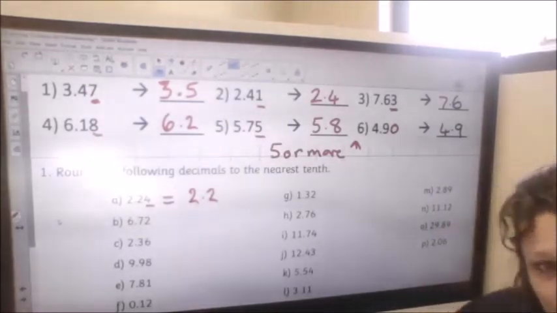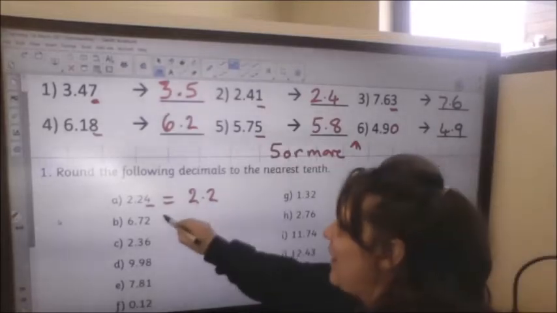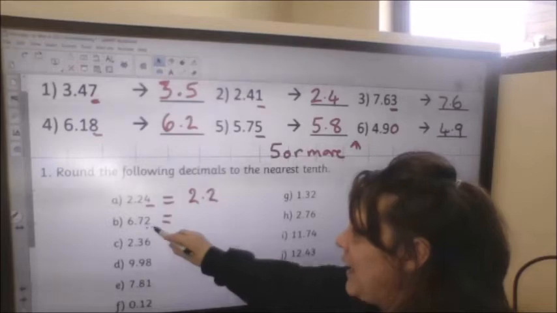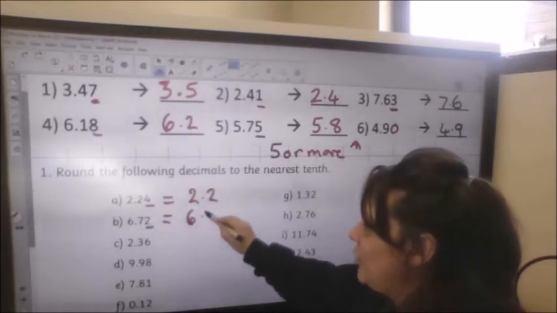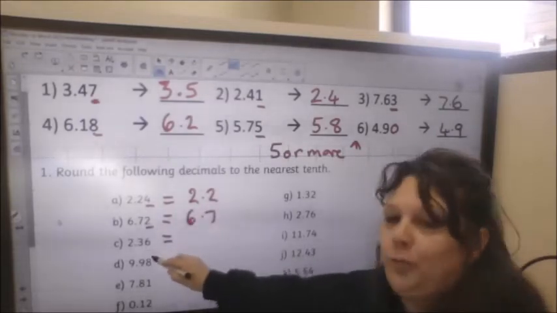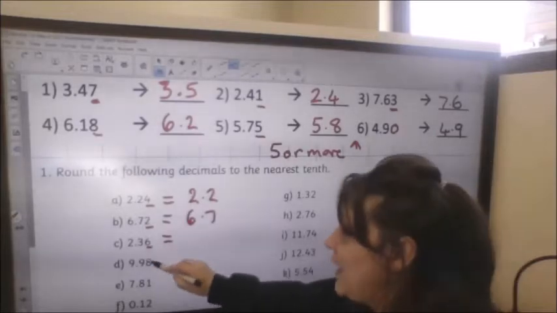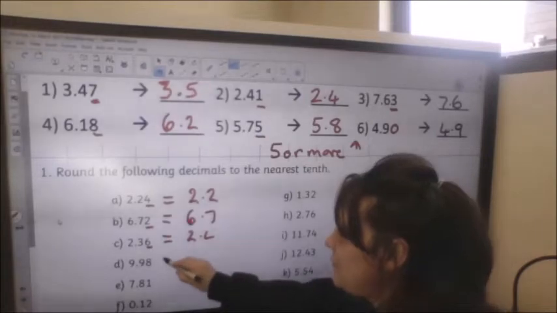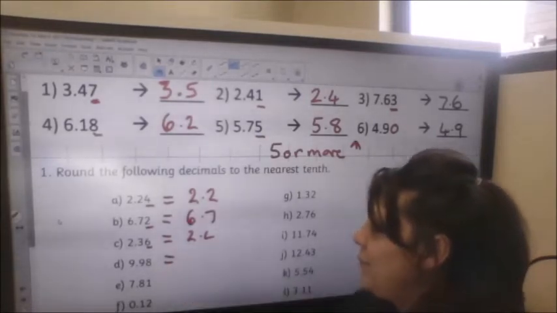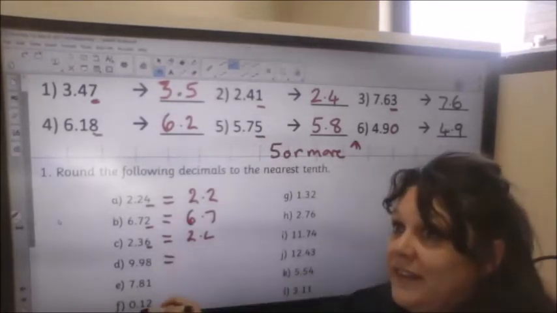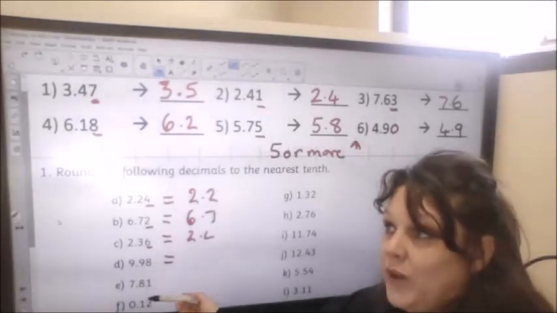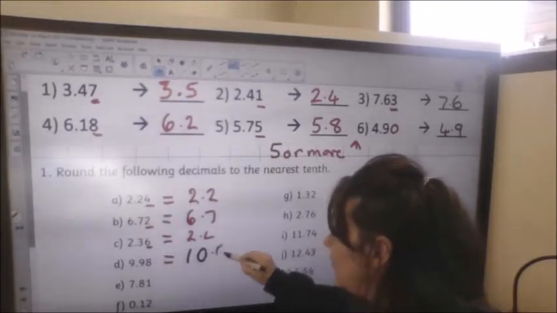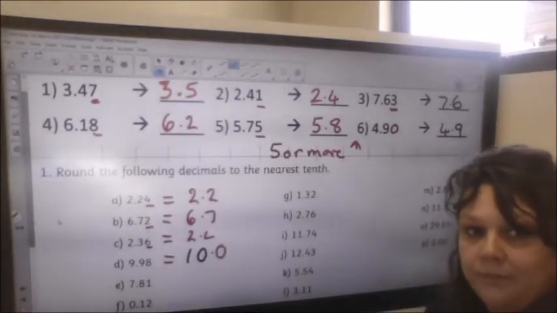Right, year 6, let's have a look then, shall we? So 6.72. If you're looking at your hundredths column here, it stays as 6.7. The next one, 2.36, well, the hundredths column there is bigger than 5, so it becomes 2.4. Here, 9.98, well, I'm going to increase that by 1. Well, that would make it 10. So that actually becomes 10.0. Okay.